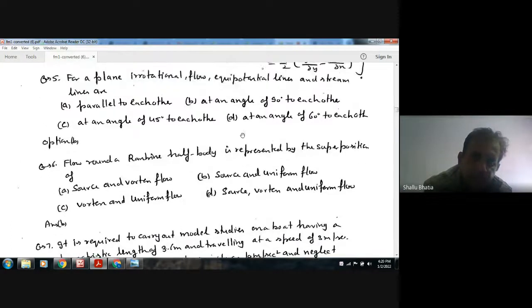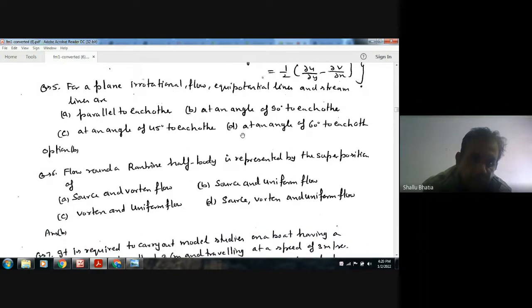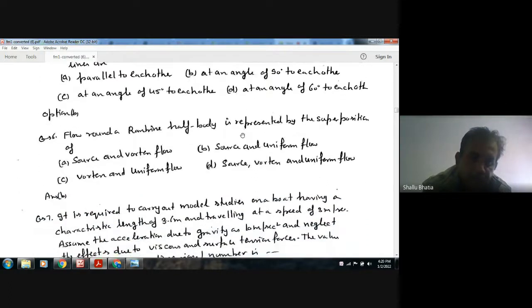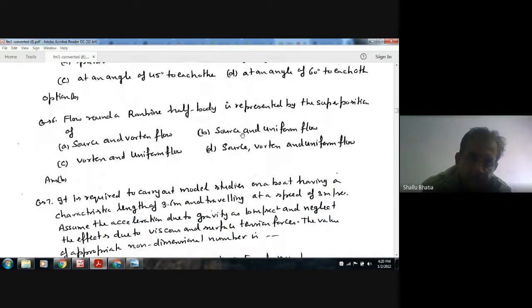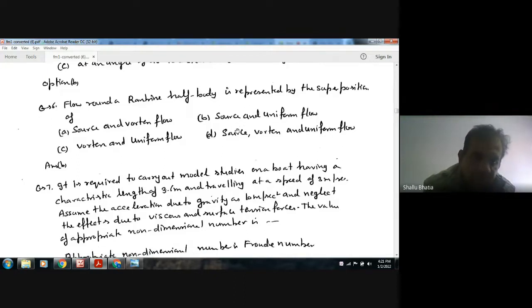Slope of the two lines are 90 degrees. They are symmetrical lines. Okay, so they are perpendicular to each other. Flow around the Rankine half body is represented by superposition of source and uniform flow. Okay, Rankine half body is represented by source and uniform flow, and your Rankine oval body is represented by source, sink, and uniform flow. Okay. So answer is here B.